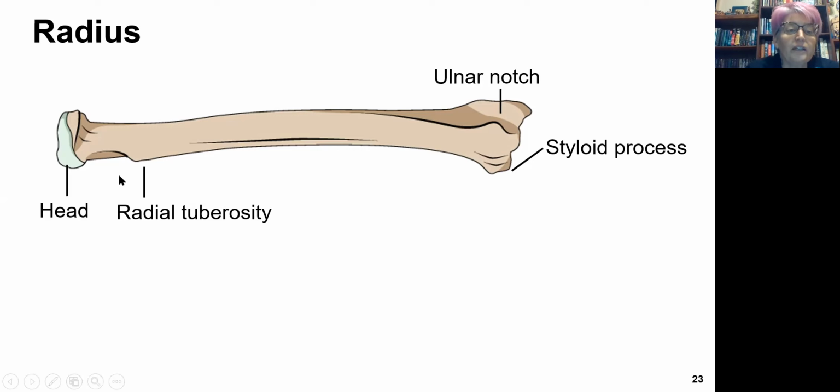We also have a radial tuberosity where we're going to have some muscle attachment. And then down at the distal end, an ulnar notch that accommodates the ulna. So the ulna has a radial notch and the radius has an ulnar notch. And then we also have here a styloid process, and that makes this bump on your wrist there, okay?